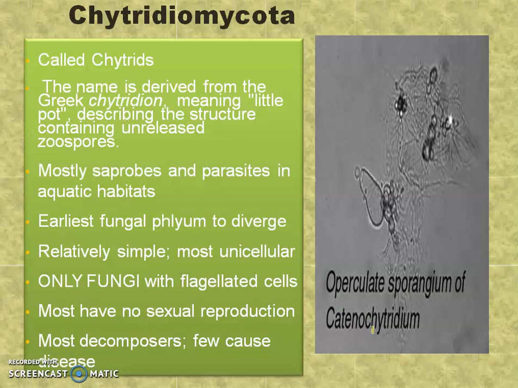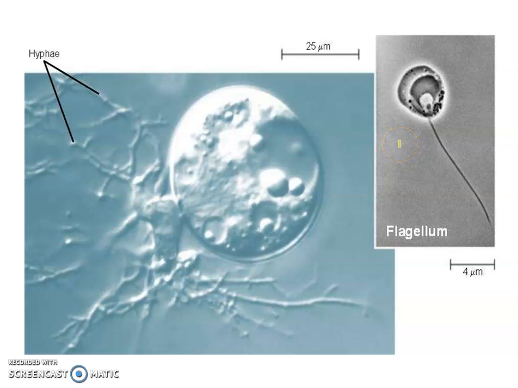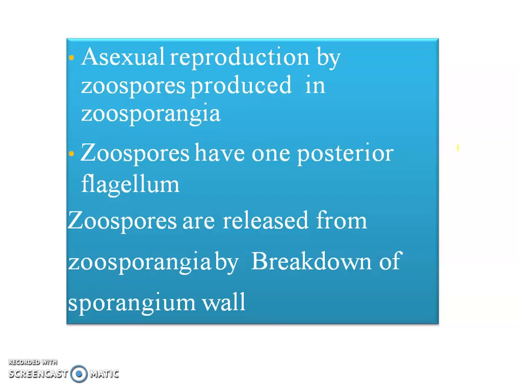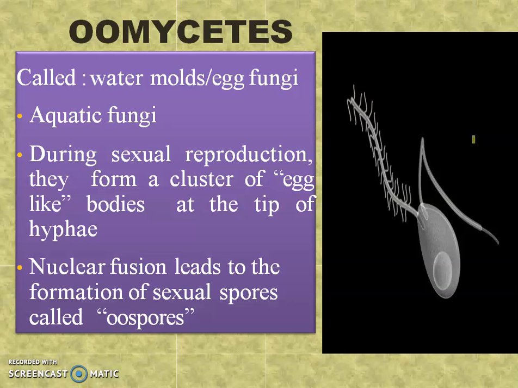Then coming to Chytridiomycetes, they are also known as Chytrids. They contain zoospores. So they are the primitive type of fungi which have these zoospores that contain flagella. You can see here that the zoospore has a posterior flagellum. So the asexual reproduction is by zoospores, and the zoospores have one posterior flagellum.